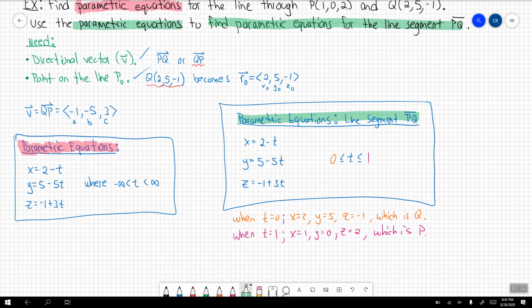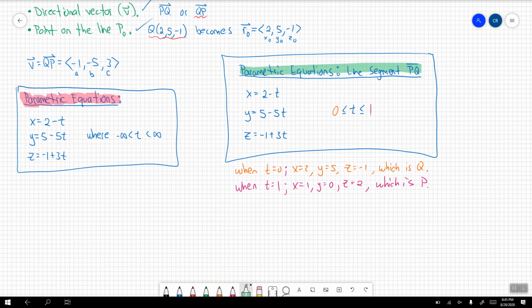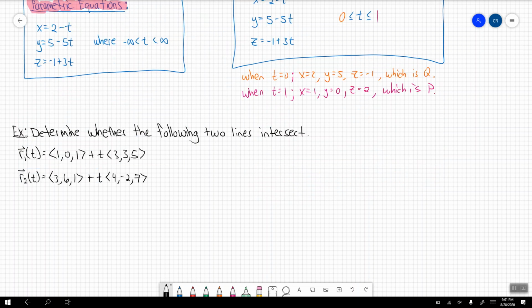Let's do an example now where we look at two different lines, and we are going to try to determine if those two lines intersect. All right, by the use of internet magic, I will produce that example in just a few seconds. Awesome, so here we are. The question is, determine whether the following two lines intersect.